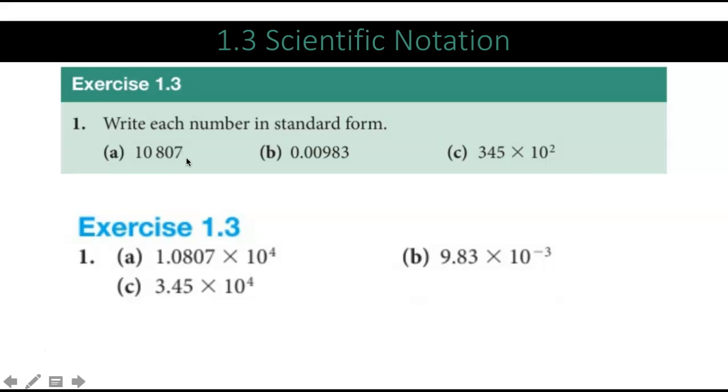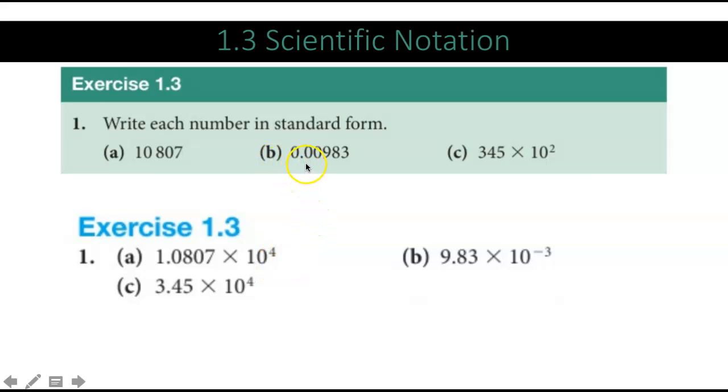So what you have to do is say, well, right now there's 1, 2, 3, 4, 5 numbers in front of the decimal point. And I told you that there can only be one non-zero digit in front of the decimal point. So you're going to have to move the decimal point over to the left 1, 2, 3, 4 times. So the answer is 1.0807 times 10 to the 4th.